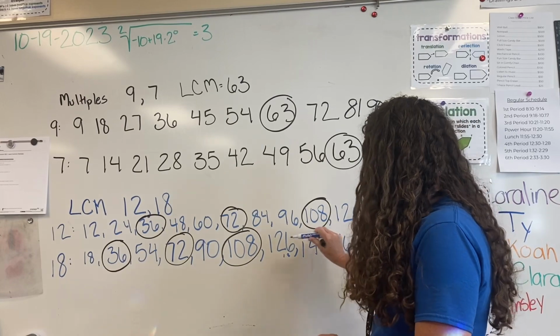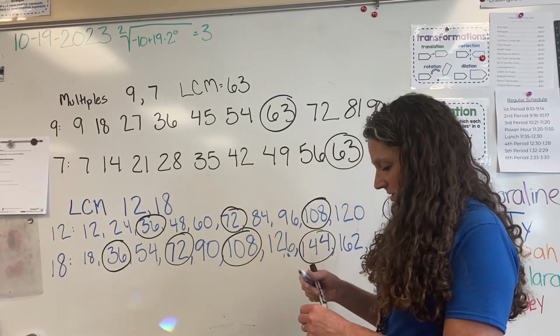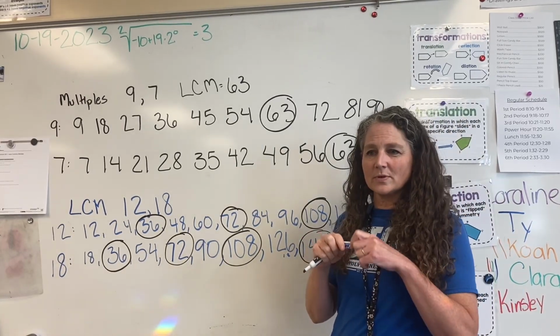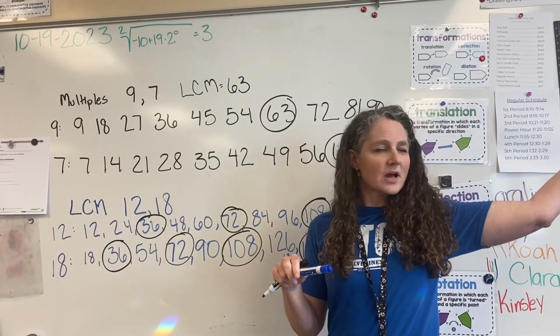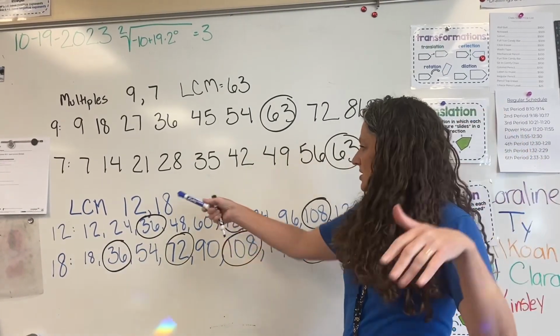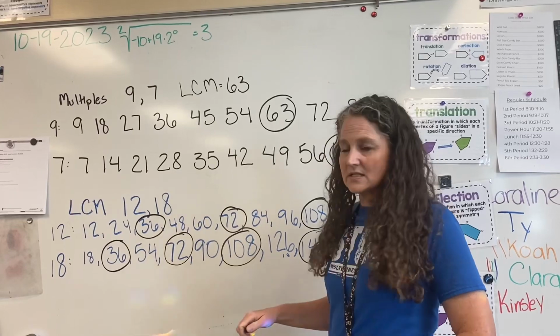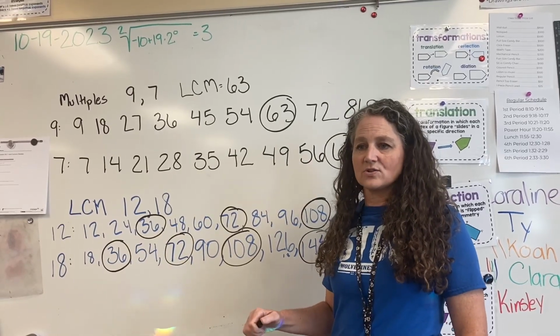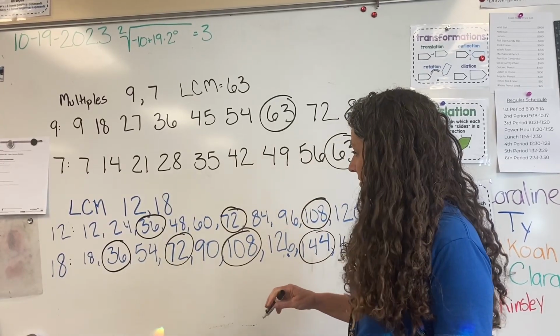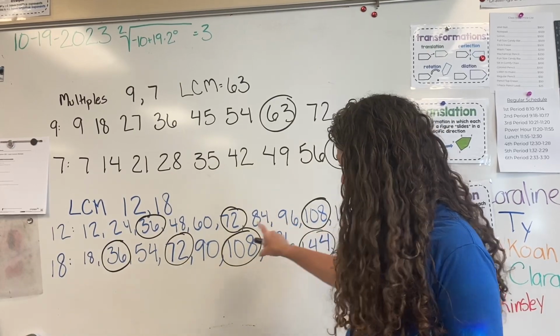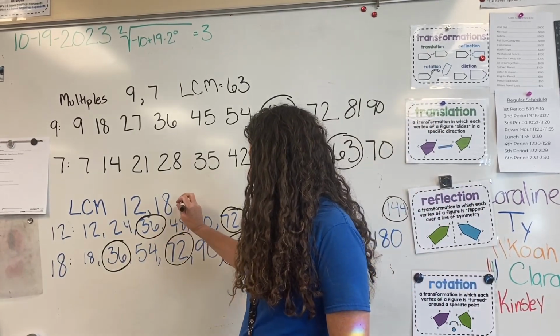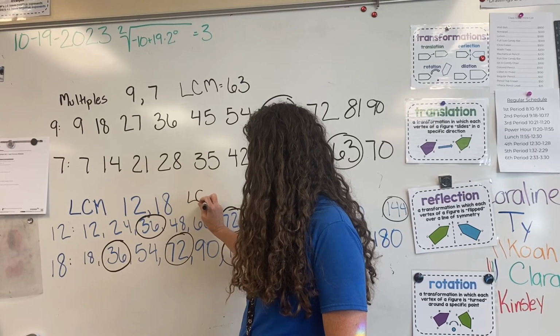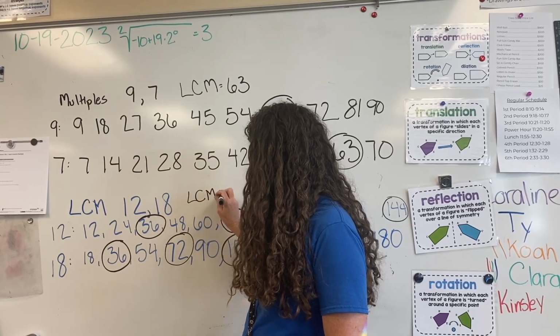But do I want the greatest common multiple? No. Is there a greatest common multiple? No, because they go on forever, right? That could be multiplied 12 times infinity and then 18 times infinity, and there's no way. But can I find the least common multiple? What number that's circled here is the lowest? 36. So what's the least common multiple? 36.